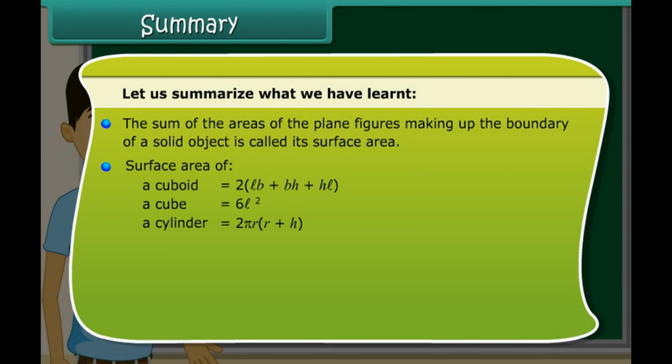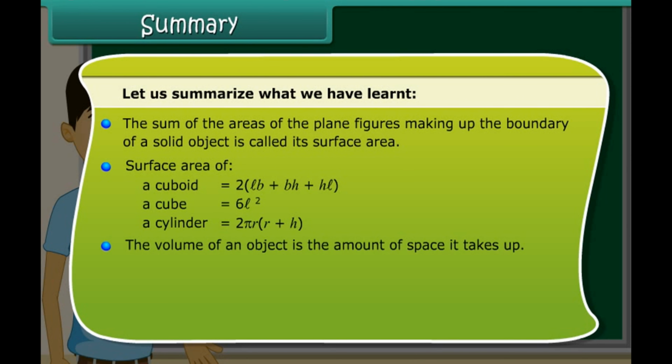Surface area of a cuboid is equal to 2 into LB plus BH plus HL. Surface area of a cube is equal to 6L square. Surface area of a cylinder is equal to 2 pi r into r plus h.